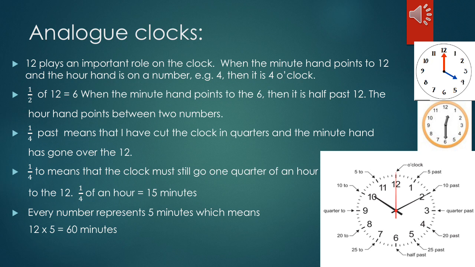Quarter past means that I have cut the clock in quarters and the minute hand has gone over the 12. Quarter to means that the clock must still go 1/4 of an hour to the 12. 1/4 of an hour equals 15 minutes. Every number represents 5 minutes, which means 12 times 5 equals 60 minutes.